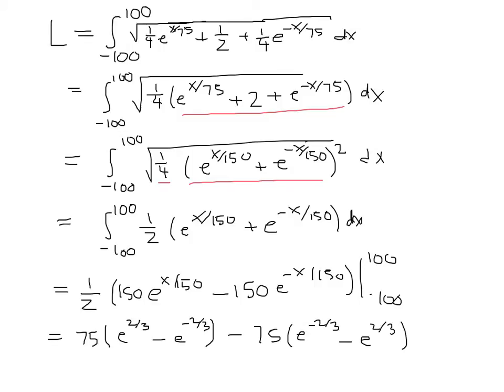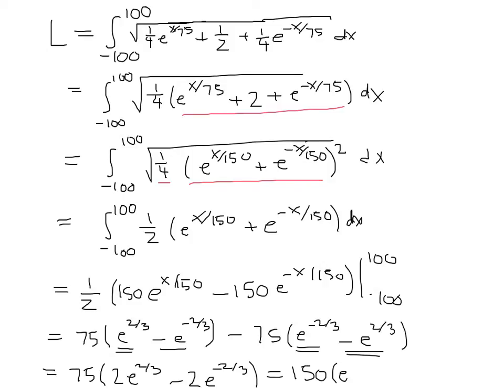Now we're almost done. Factor out that 75. And notice we will have e to the 2/3 minus negative e to the 2/3, so 2e to the 2/3. And similarly here we will have negative e to the negative 2/3 minus another one, so minus 2e to the negative 2/3, which we could express as 150 times e to the 2/3 minus e to the negative 2/3, and it's about equal to 215 feet.